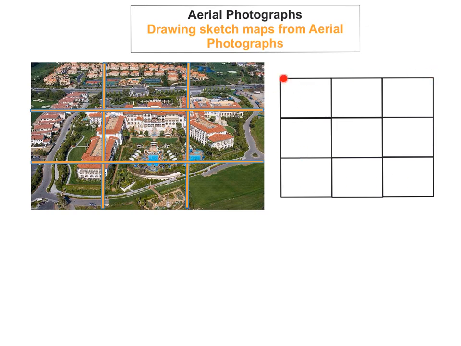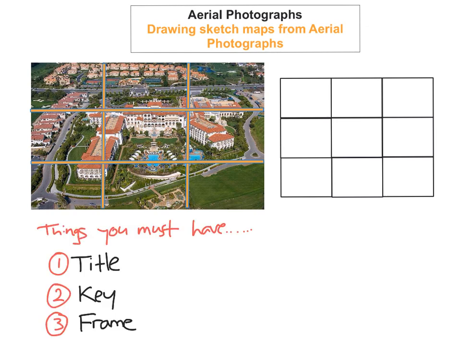And then I will divide it into 9 different zones. So I'll measure from there to there, divide by 3, and do 2 vertical lines down. From there to there, divide by 3, and do my 2 horizontal lines across. So now I've drawn my sketch map. Now there's 3 different things that you must put on a sketch map. Okay, and these things are a title, a key, and a frame.